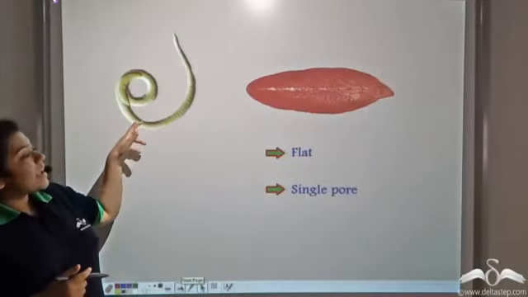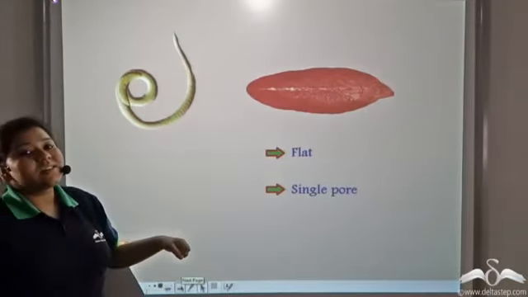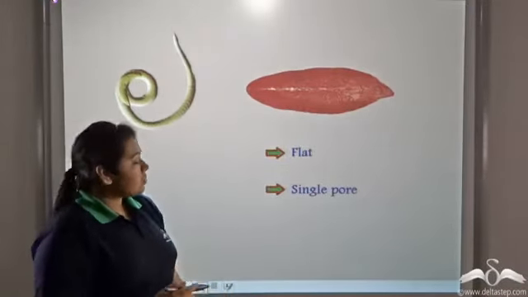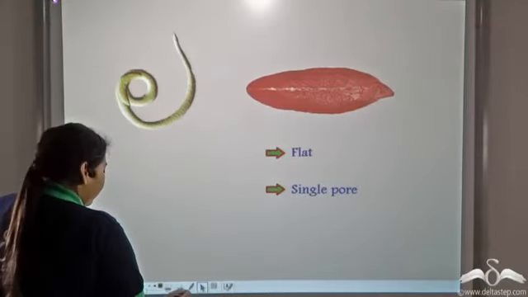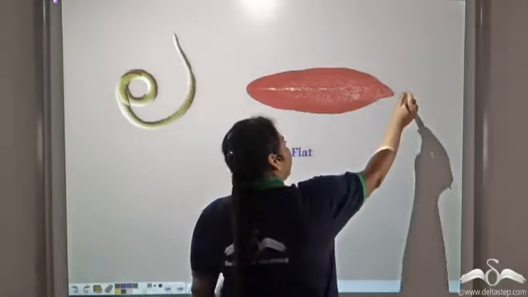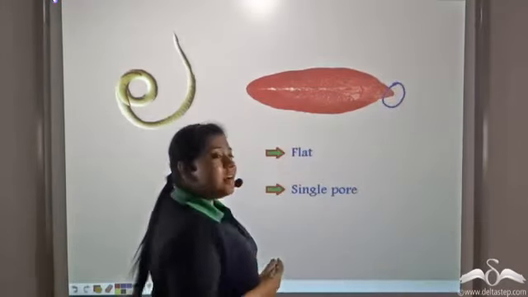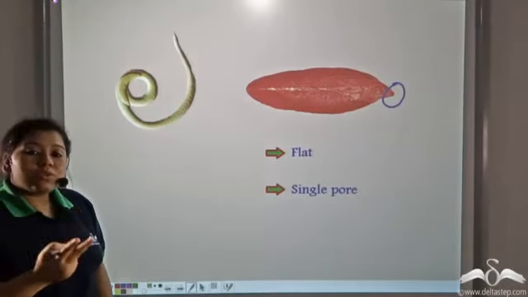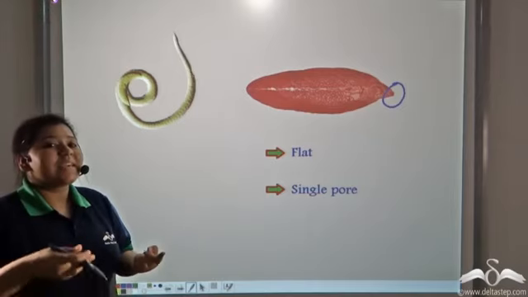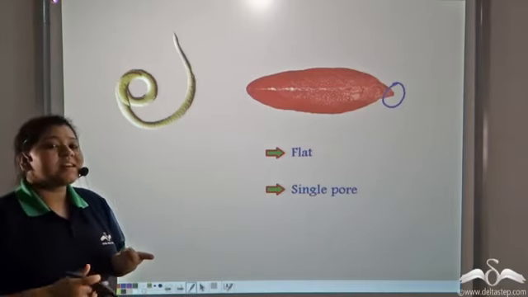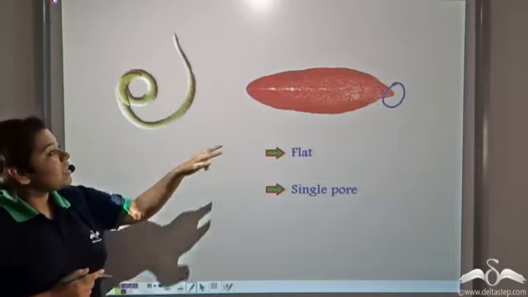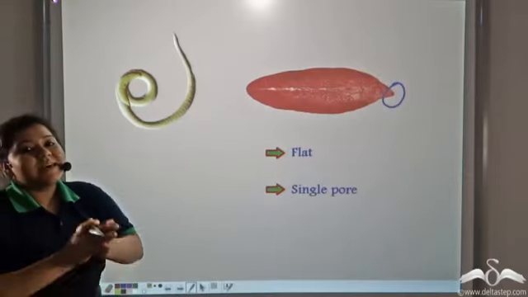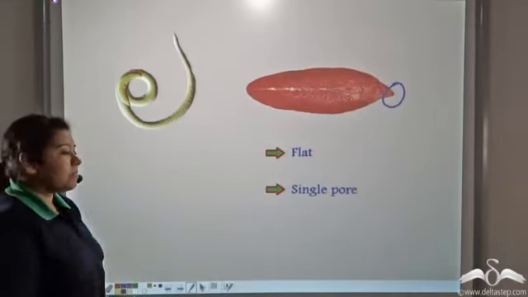See, unlike Ascaris, which has a cylindrical body, this worm has a flat structure, and it also has a single pore through which food is taken up and also wastes are excreted out. In Ascaris, there are two pores, one through which food is taken up and one through which the wastes are excreted. So that is why this worm cannot be put under phylum Nematoda. It has to be separated out as a different phylum.